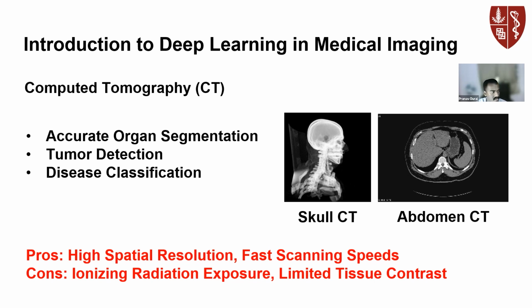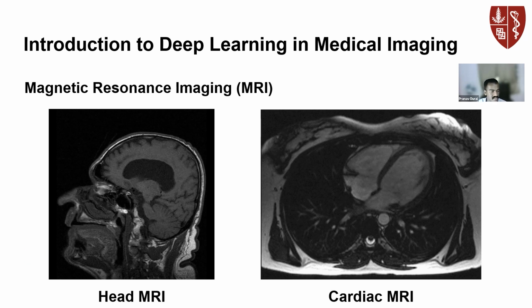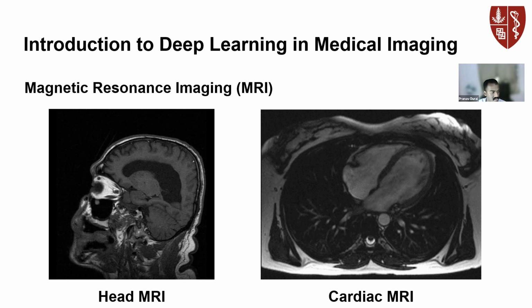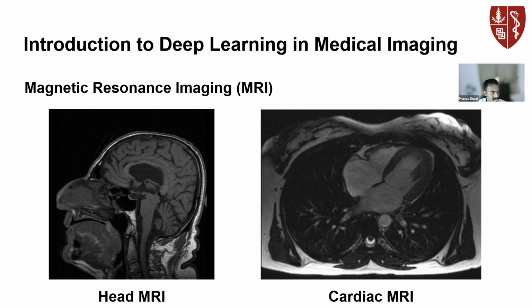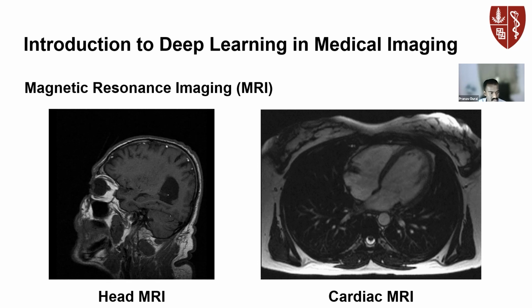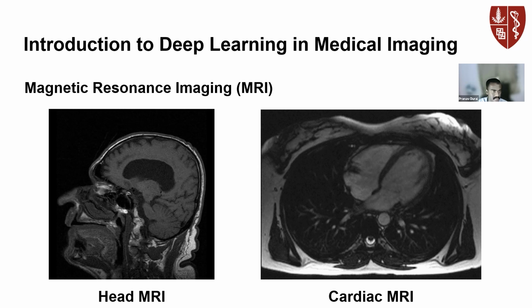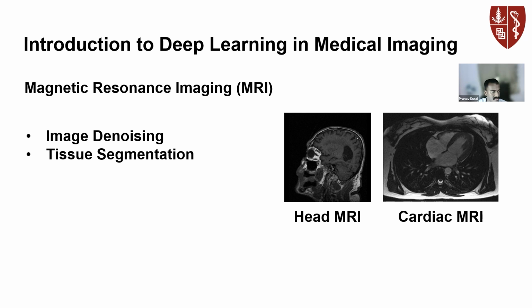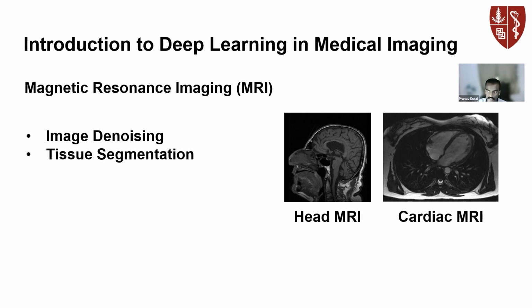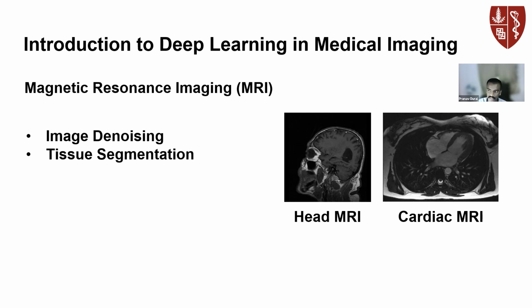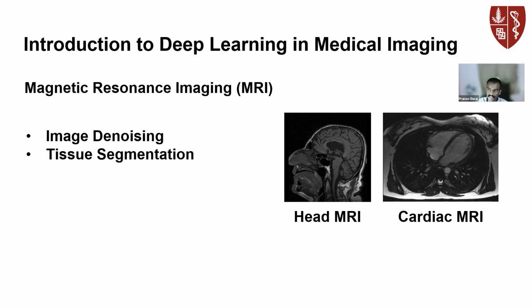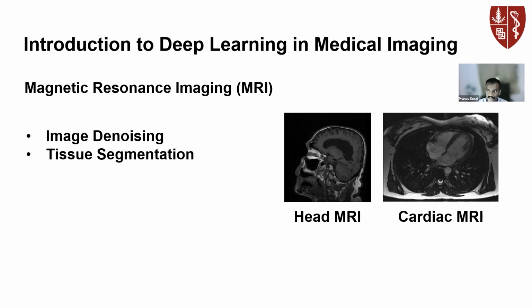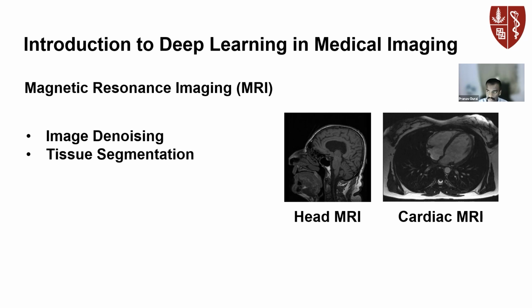Right? The second modality over here is MRI, right? And you have an MRI of the human head and also the cardiac MRI on the right, right? And so what are the applications that you can do over here specifically in MRI? And the first thing over here is image denoising, right? Some of these images are bad in resolution. It varies from imaging equipment, right?